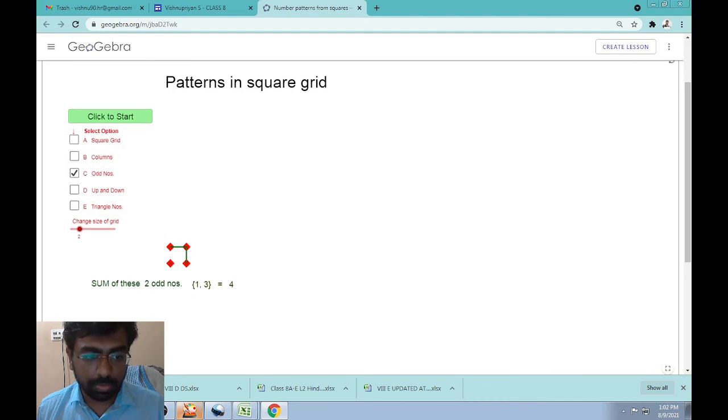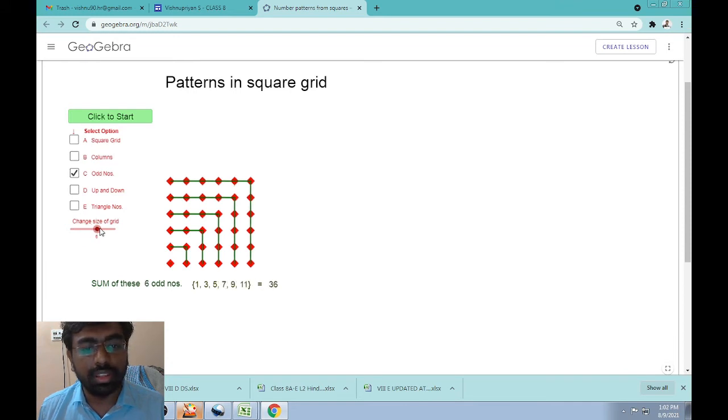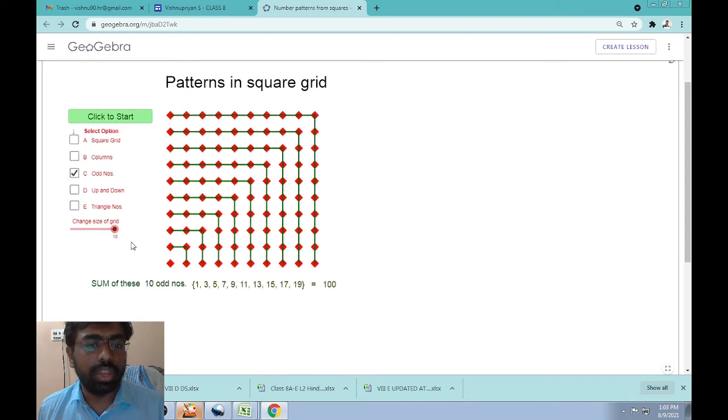So I'm just starting it. So if you get 3, 4, 5, 6, 7, 8, 9, 10, you have to connect the dots across the line in such a way that it can be expressed in the form of sum of odd numbers.